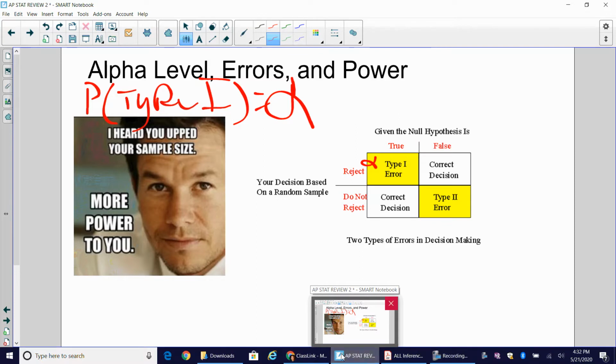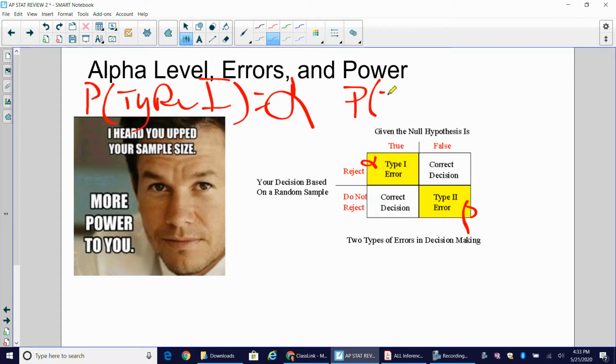Okay. Then we have type 2 error, and the probability of a type 2 error is called beta. Okay, so probability of a type 2 error is beta. And so type 2 error is when you don't reject and it turns out that that null hypothesis was false.